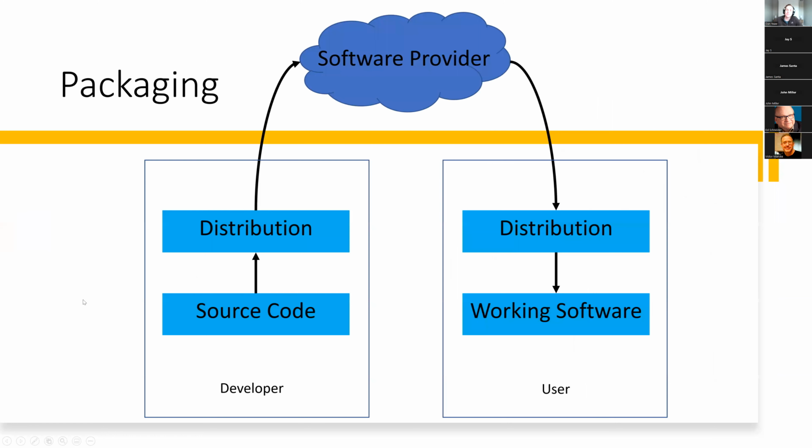So let's talk about packaging. As a developer, you want to be able to create some source code, write something useful, and then put it in a package for others to make use of. And that's called a distribution. Then once it's in that package, we want to be able to put it up on the internet to some software provider, and then allow others to get that distribution and move it onto their computer to have working software that they could make use of as well.